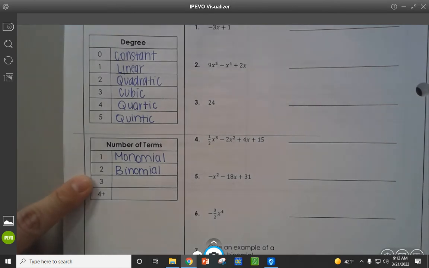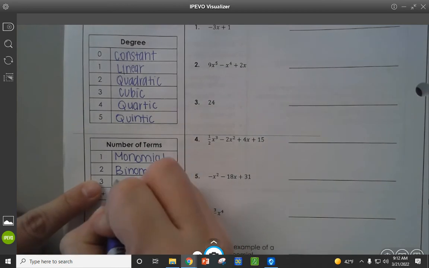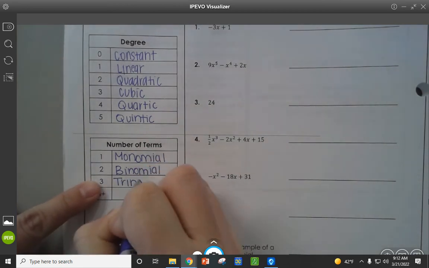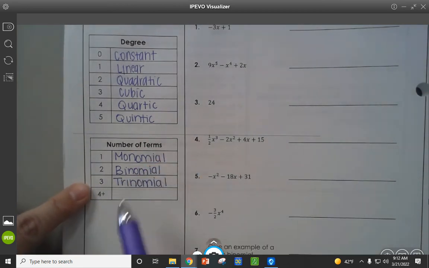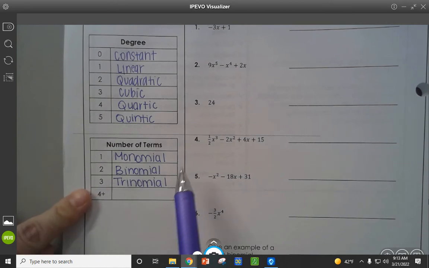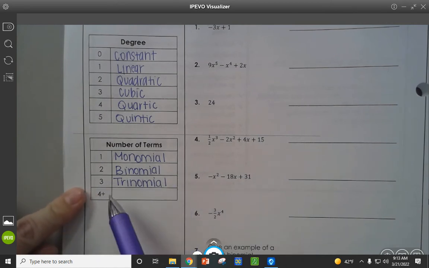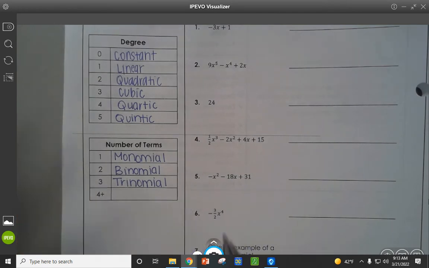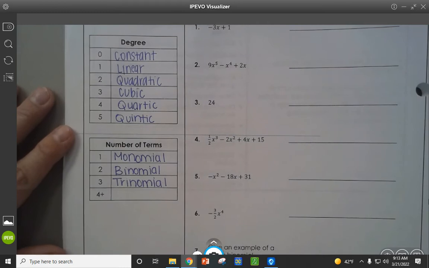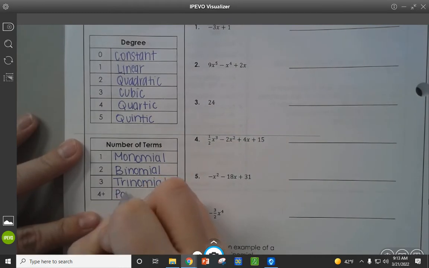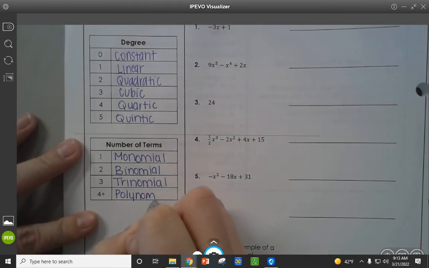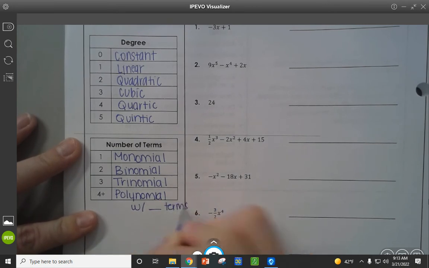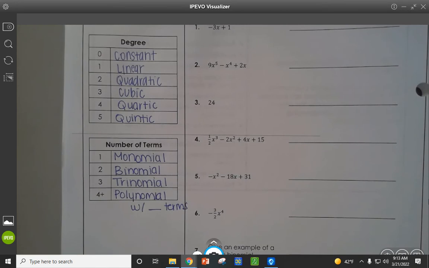Any guesses on what 3 terms might be? Trinomial. Now, after 3, they just kind of quit. There might be actual names for 4, 5, and 6, but most of the time we don't use special names. From here on out, we just get generic. We say it's a polynomial with blank number of terms. So if it's got 4 or more, you just say a polynomial with 7 terms, or something generic.